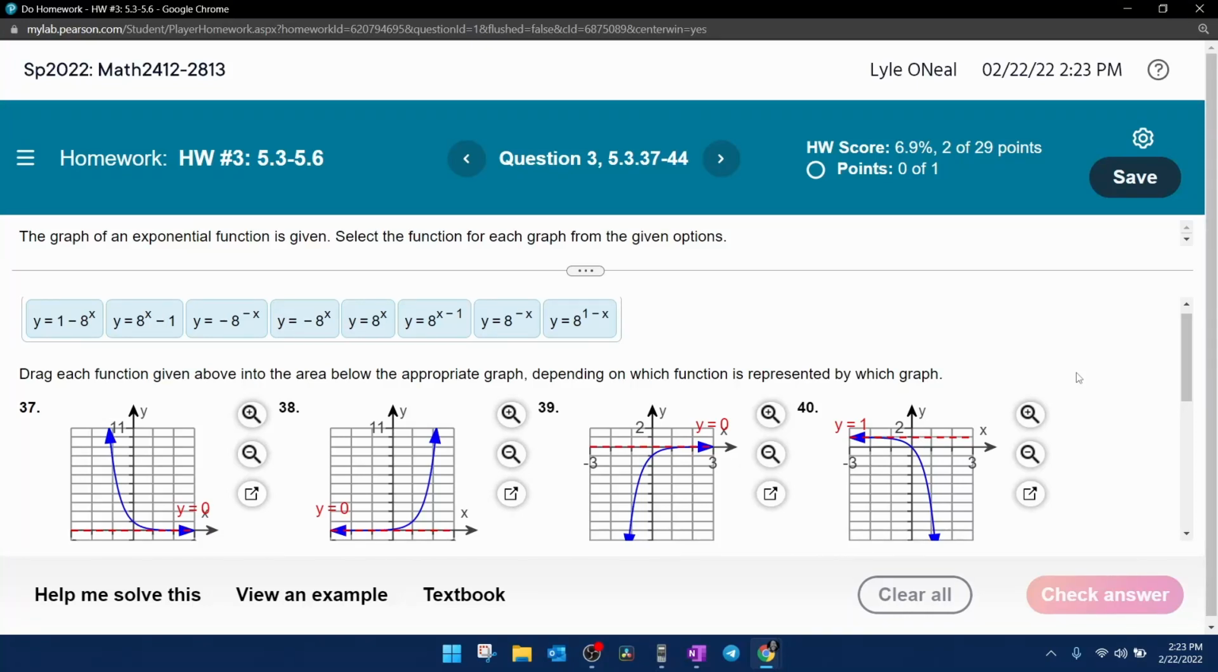All right, here we go. Question number 3 from our pre-calculus homework number 3 in MyLab Math. This time we have matching. We're going to have to match the equation to the appropriate graph.